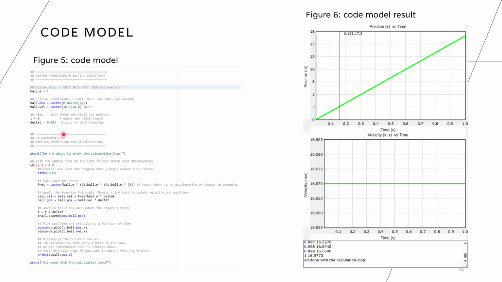Here we have the code. Up here are the initial conditions, with the top one being the position and the bottom one being the velocity. Down here, we see the loop that loops for a second, and right here we see that it would update if there was acceleration. However, there's no acceleration, and thus the velocity is constant and position is linear, as shown in the chart right here.